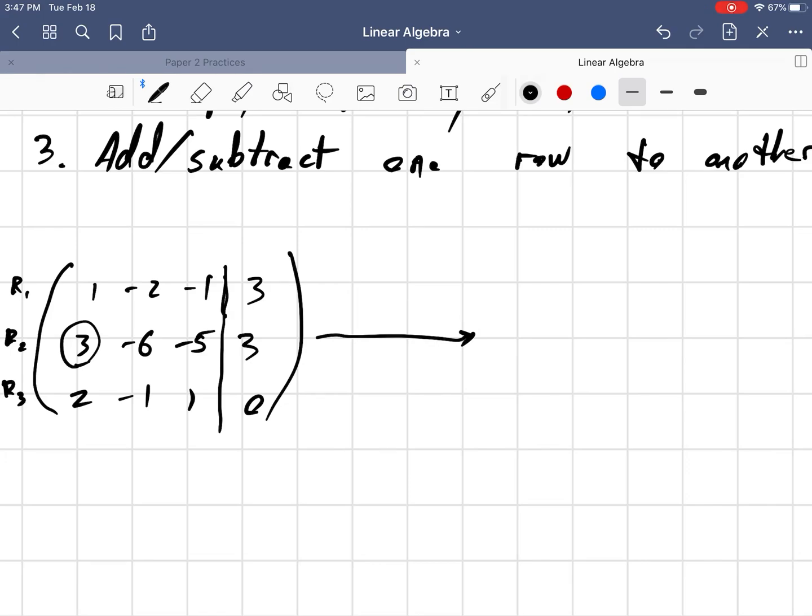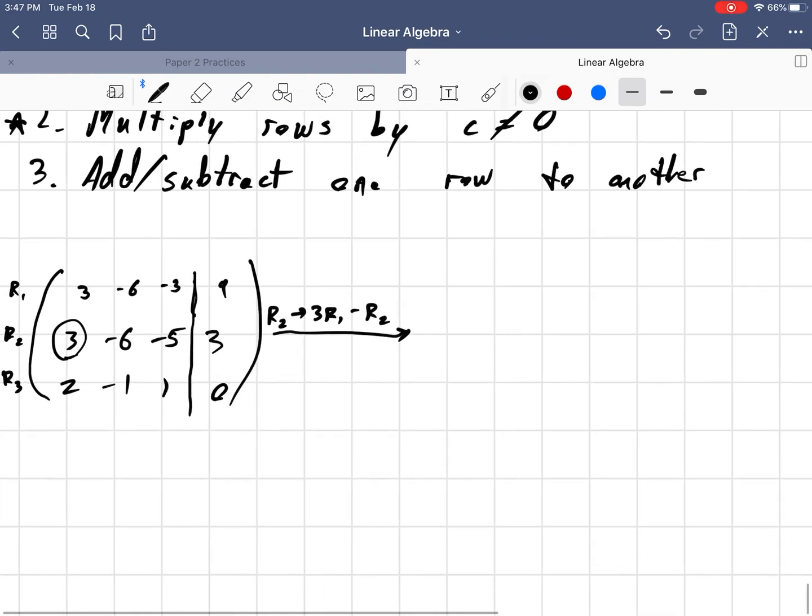We could take, well, we could have row sub 2 go to 3 row sub 1 minus row sub 2. So what we would do is multiply row sub 1 by 3 so that the row would now turn into 3, negative 6, negative 3, and 9. And now we could subtract row sub 2 from row sub 1.